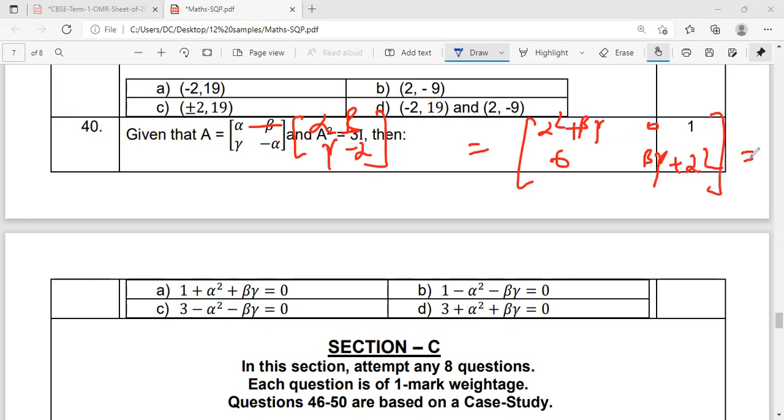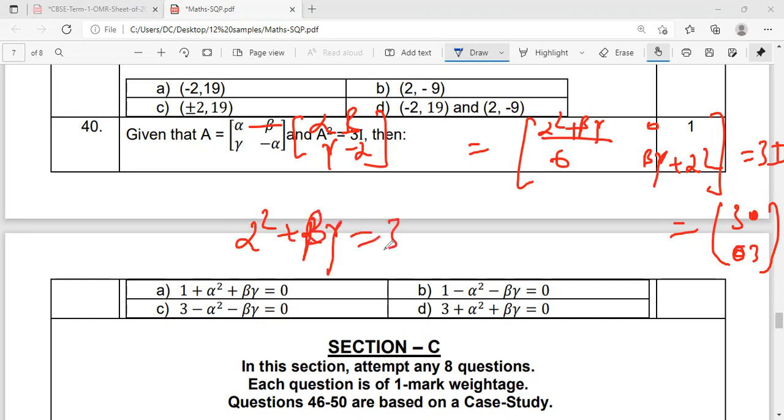So this thing he is saying is equal to 3I. 3I means it is the same as 3, 0, 0, 3. That means this value should be 3, meaning alpha square plus beta gamma should be 3. So where do we get alpha square plus beta gamma is 3? I think C is the option, right?